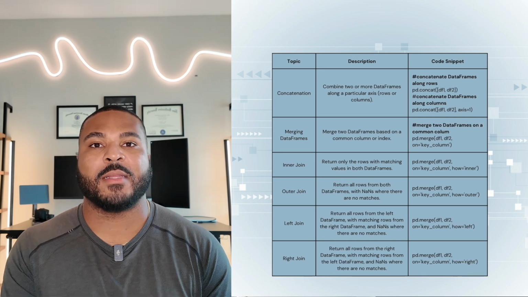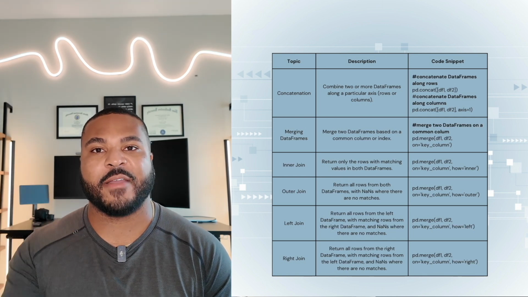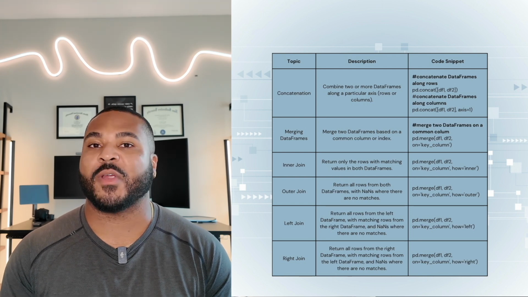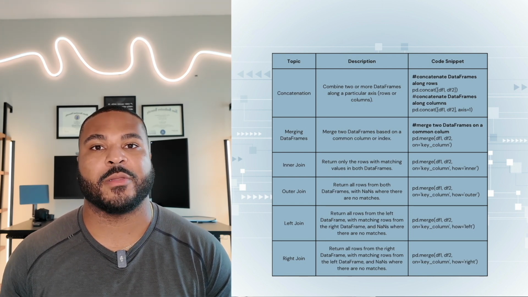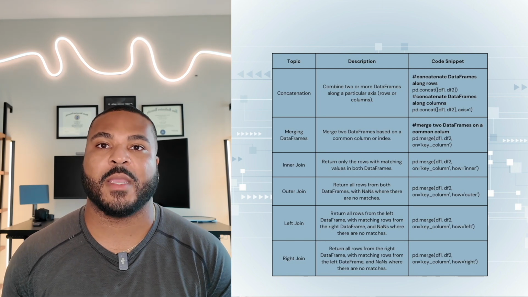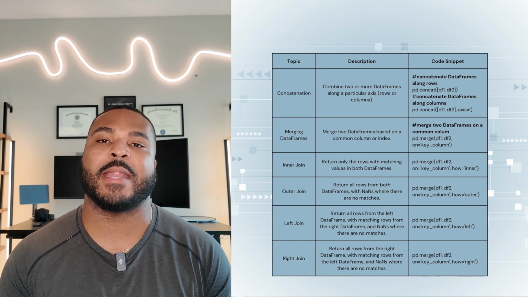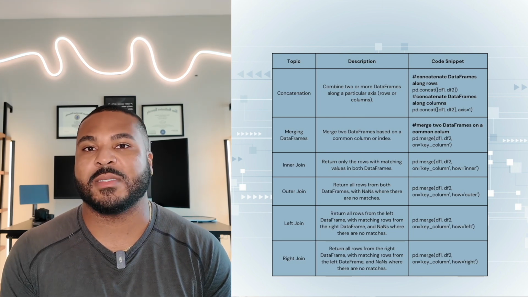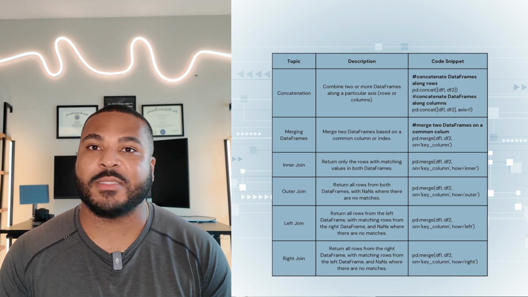To perform an outer join, you will use the merge function and indicate outer, as shown in the code snippet. And a left join returns all rows from the left data frame along with matching rows from the right data frame. If there are no matches, nulls are returned for columns from the right data frame, and they're indicated as NaN. To perform a left join, you'll use the merge function and indicate left, as shown in the code snippet.